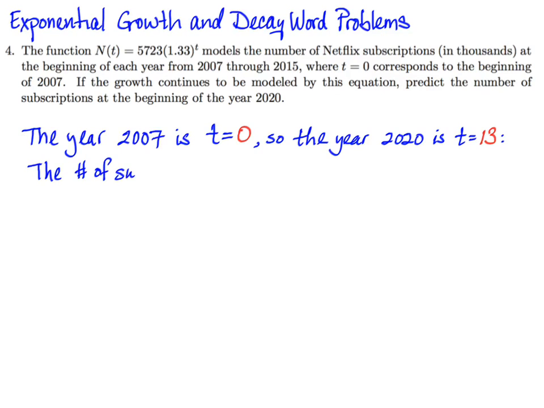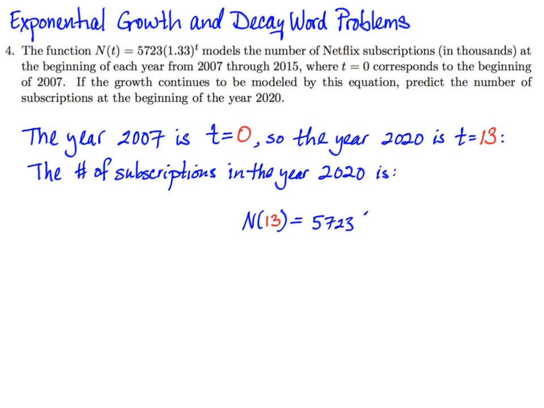So the number of subscriptions in the year 2020 is going to be N of 13, which is 5,723 times 1.33 raised to the 13. So now we're going to use our calculator.